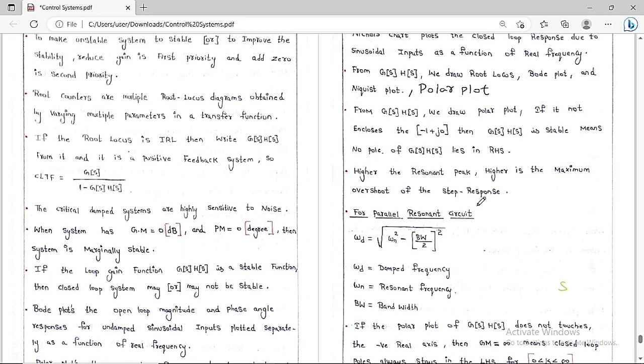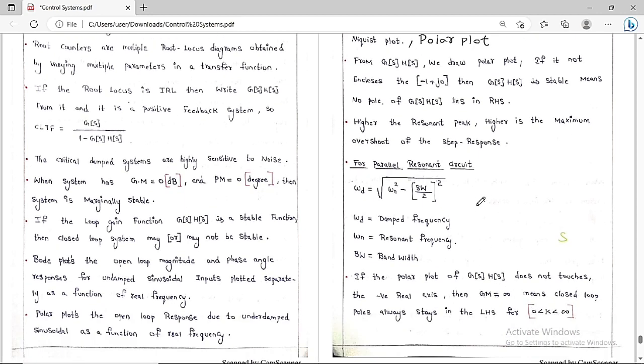The next point is, the higher the resonant peak, the higher is the maximum overshoot of the step response. The resonant peak is Mr, and I have already told you its formula is equal to 1 by 2 zeta under root of 1 minus zeta square. Then what is Mp? Mp is e to the power of minus zeta pi by under root of 1 minus zeta square. This resonant peak belongs to the frequency domain specification, whereas this Mp belongs to the time domain specification. I have already told you this many times.